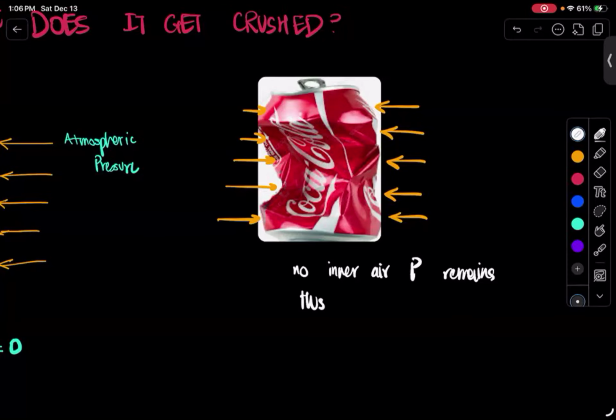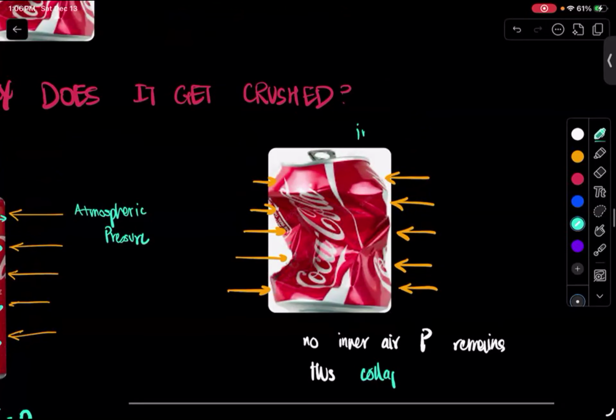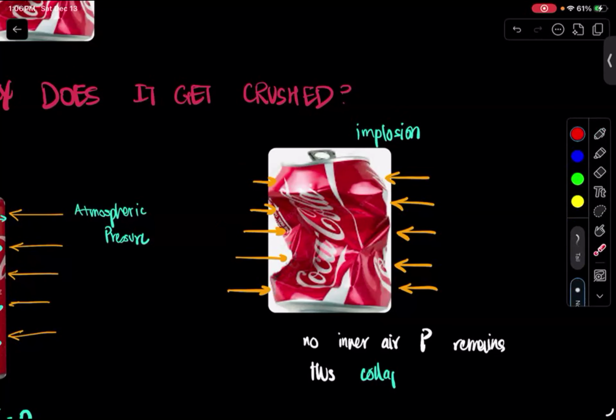Thus, it collapses, right? This is basically what imploding means. This is implosion. You've crushed it from the outside because the air pressure inside was much lesser than outside. Imagine that there was 100 Newton force outside, and because you took out all of the air from inside, there is no opposite force from the inside. So that would mean that it's going to crush.